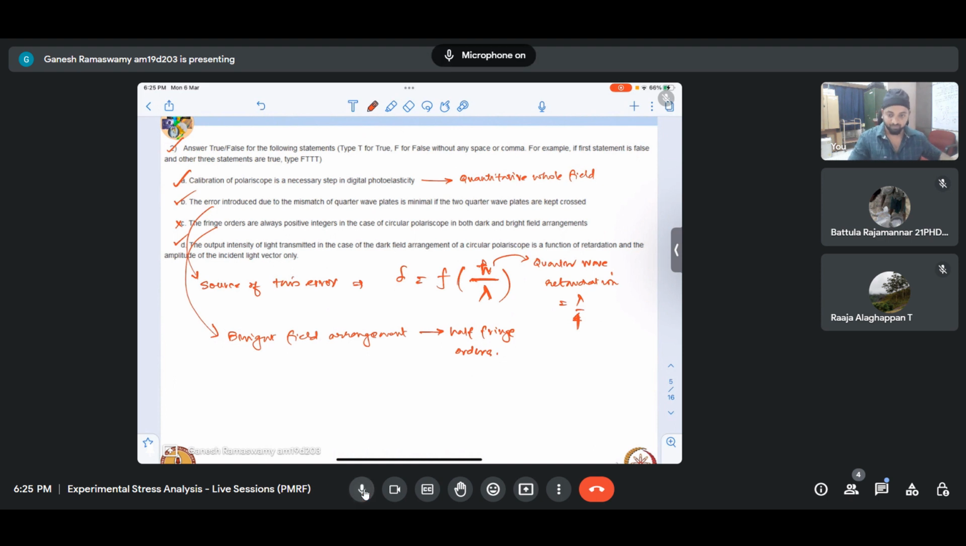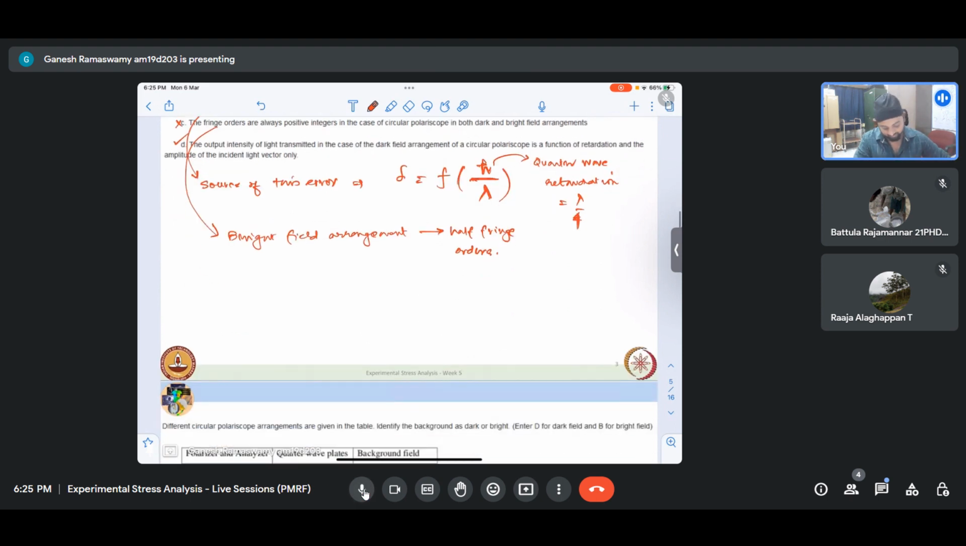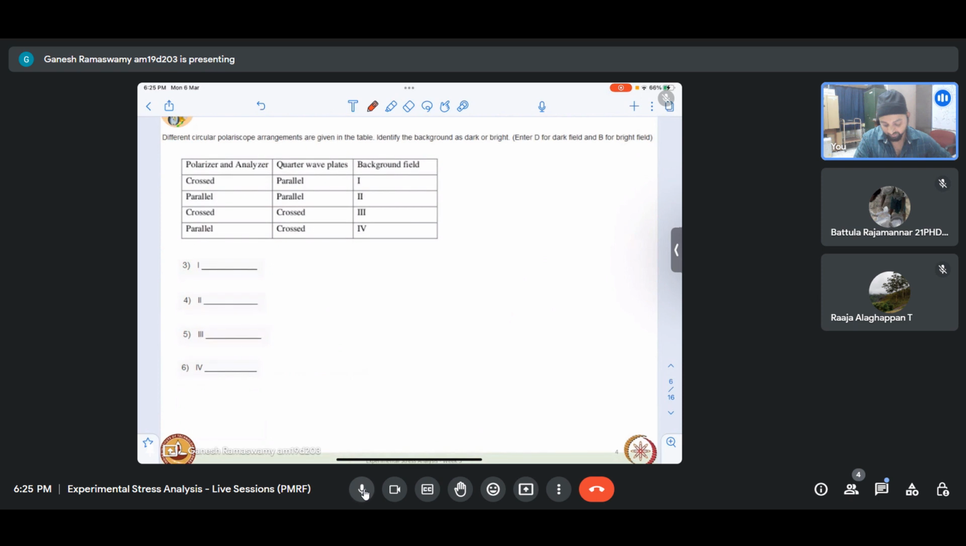Different circular polariscope arrangements are given in the table. Identify the background as dark or bright. Enter D for dark and B for bright in each of these cases. So the polarizer and analyzer are kept crossed and the quarter wave plates are kept parallel. So in arrangement 1, whether this will be dark or bright is what we are expected to answer for these 4 cases.